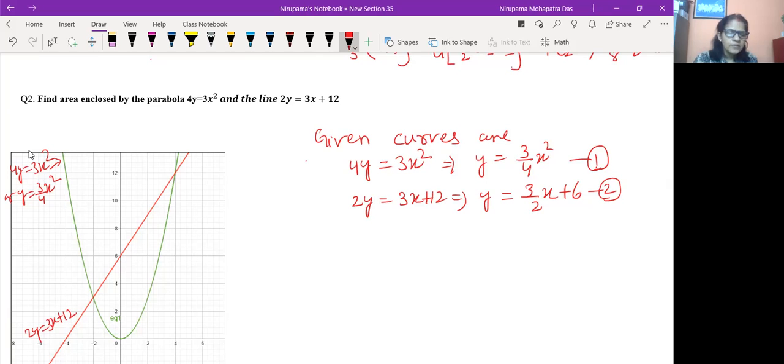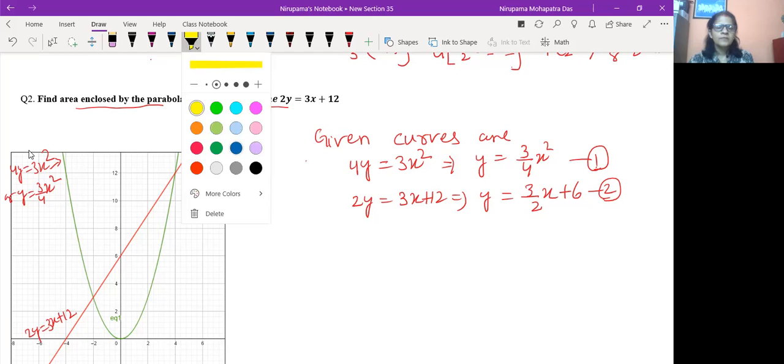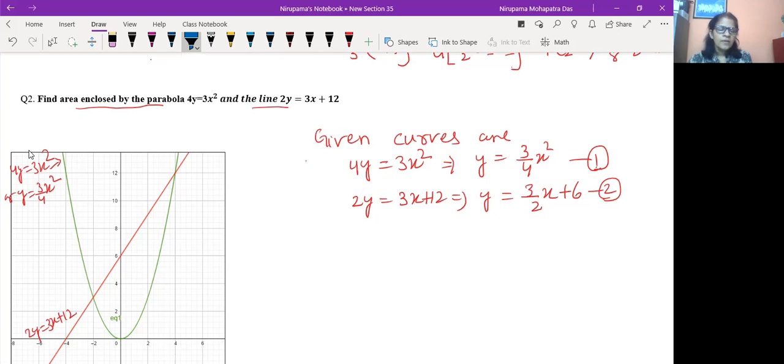Anyway, you see the line, you can take 2 points and join, you know how to draw the line. After drawing the rough sketch, shade the portion, the area enclosed by the parabola and the line. So which portion do you need to take? Yeah, so this portion is it. This is basically the area enclosed by the line and parabola, right? We can shade it.